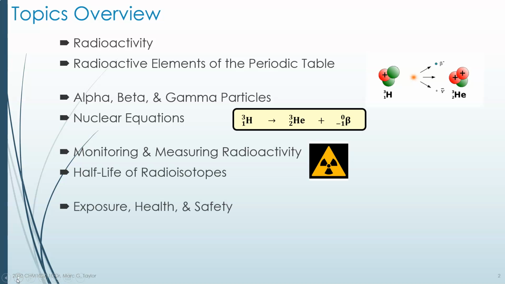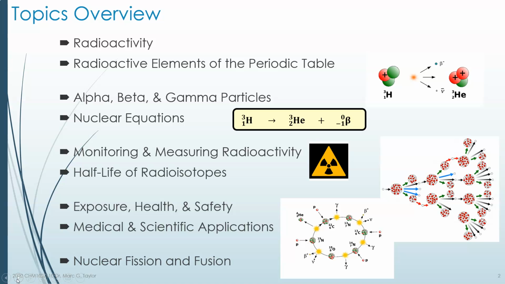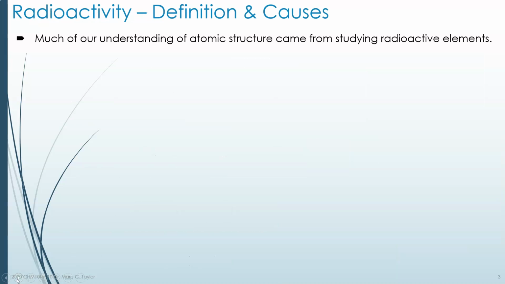We'll talk about exposure, health, and safety when working with radioactive materials. We'll talk about the medical and scientific applications of these materials. And finally, we'll conclude with nuclear power, which comes in two main varieties, fission and fusion. We'll talk about the differences and similarities of these two sources of enormous power.